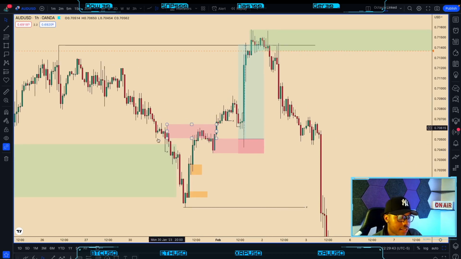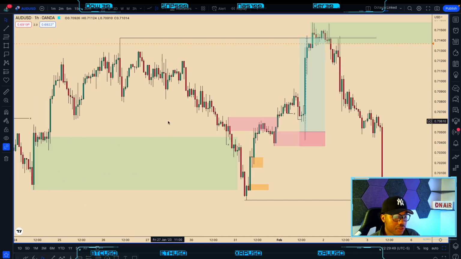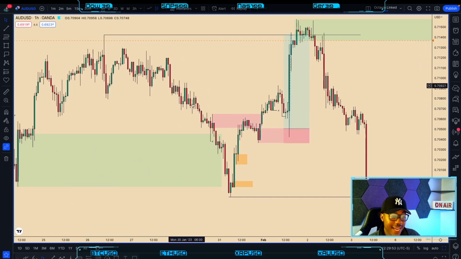Here we can see that we had a point of interest that was sent out into the Telegram community, and I told everyone that I was going to look for possible reactions at this area right here. Now, price trades into this area, a little bit of supply here, and then price just continues to push to the downside.